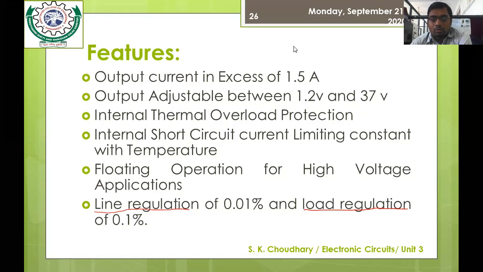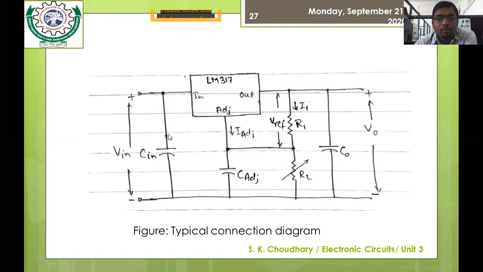Okay. Now the formula of the load regulation is no load voltage minus full load voltage upon full load voltage, multiplied by 100 to convert into a percentage. So this is the definition we have discussed, and revise the formula again. Now this is the typical connection diagram of the LM317.